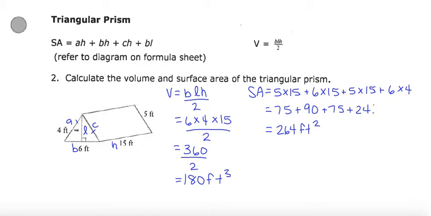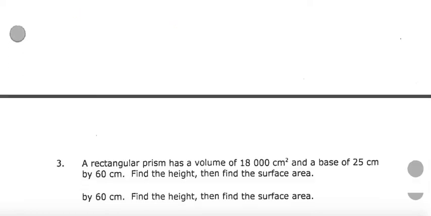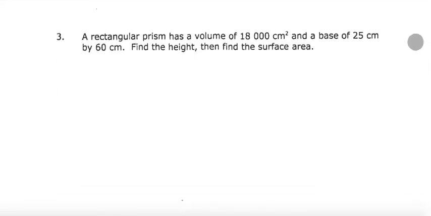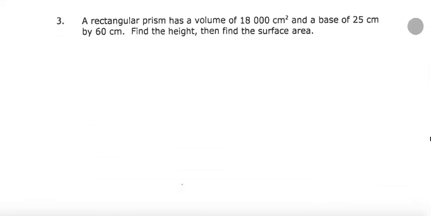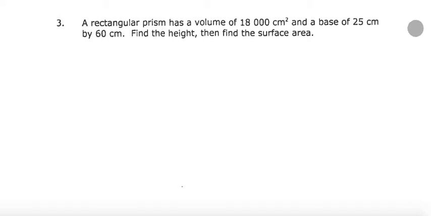So now that we've done a quick, simple example for each of those, let's see if we can use that information to help us with a word problem. A rectangular prism has a volume of 18,000 centimeters squared. This should actually be a cube, so you can change that on your sheet to a 3 because volume is units cubed, and a base of 25 centimeters by 60 centimeters. We want to find the height and then the surface area of this rectangular prism.